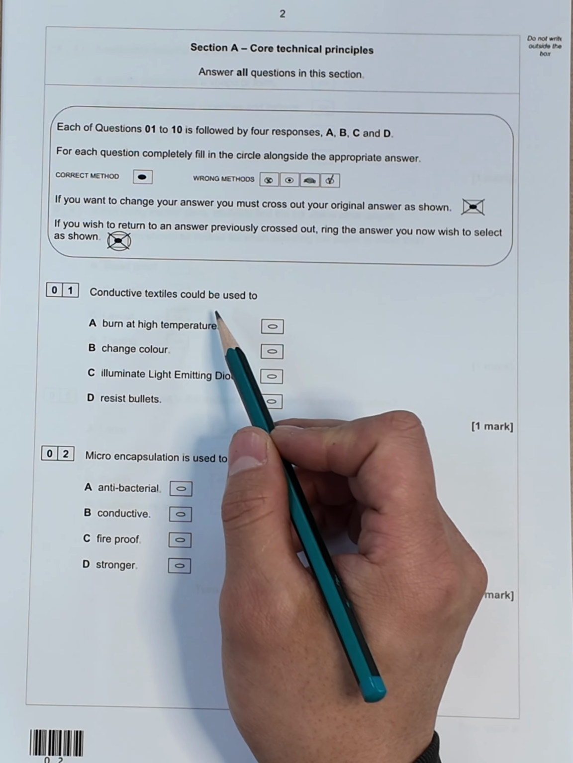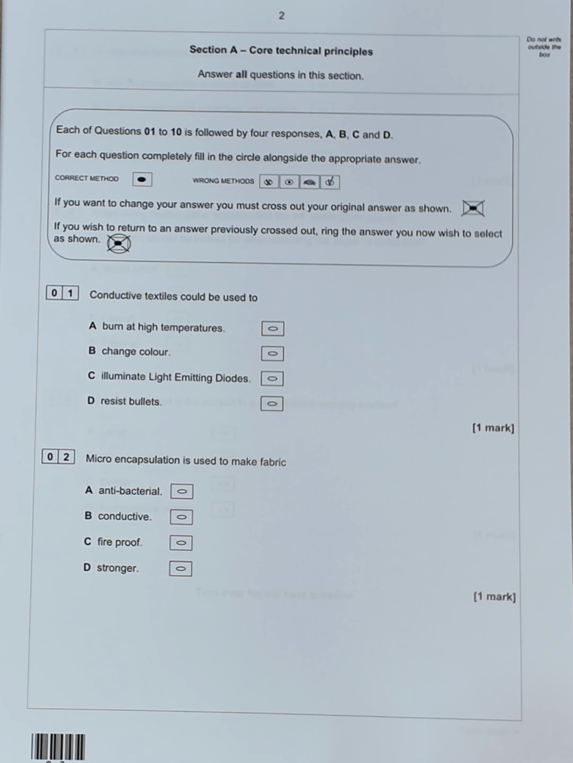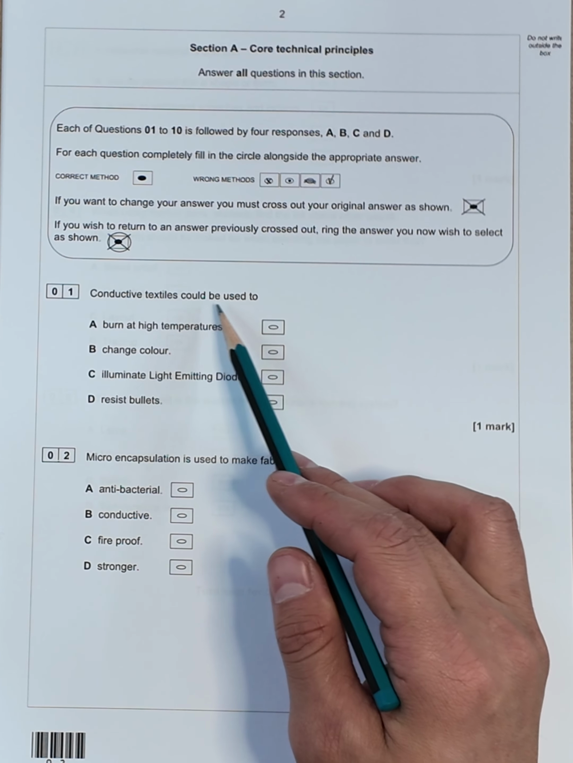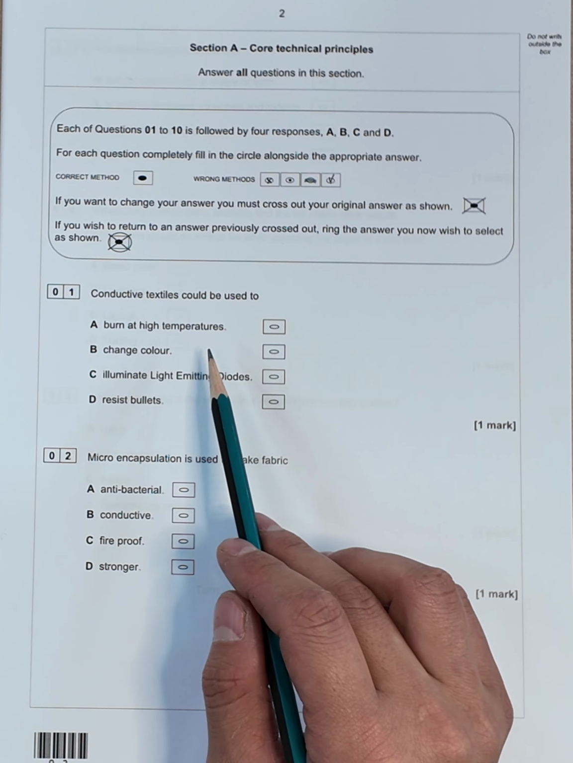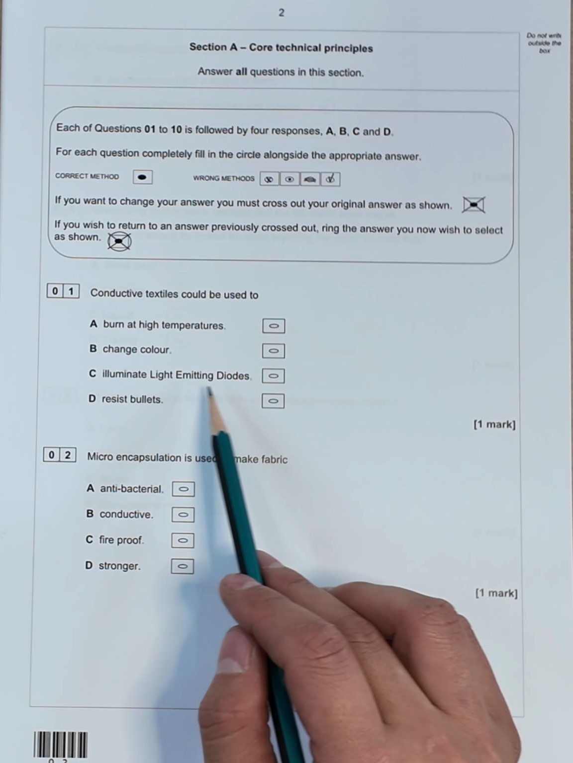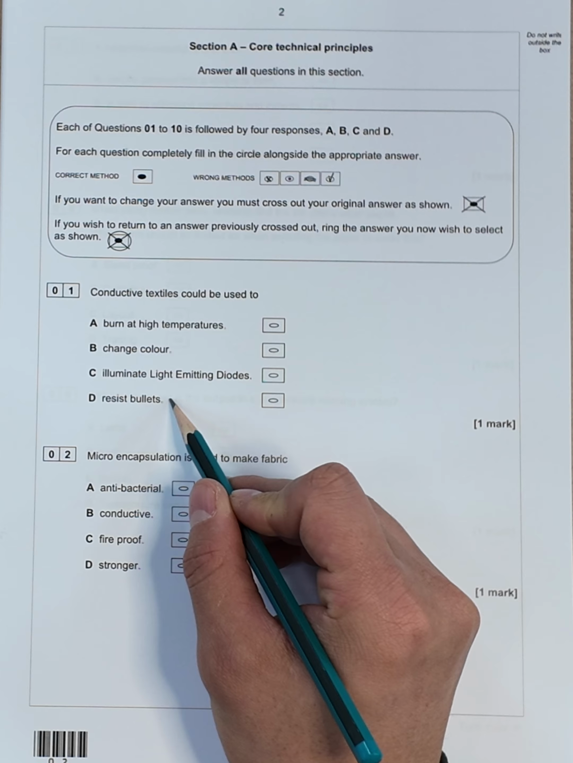Right, conductive textiles can be used to. The best way to answer this question is a process of elimination. So you're going to eliminate the answers that you don't think it is. That way, every time you eliminate the answers, then you will have a better chance of getting it right. So conductive textiles, could it be used to burn at a high temperature? Probably not. Change color, illuminate light emitting diodes, or resist bullets. So we definitely know it's not going to be this one.